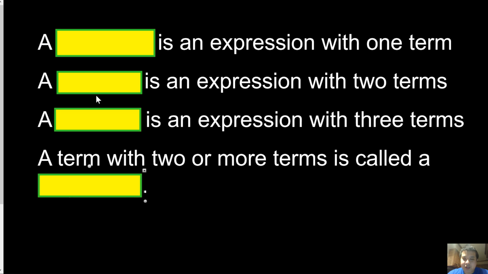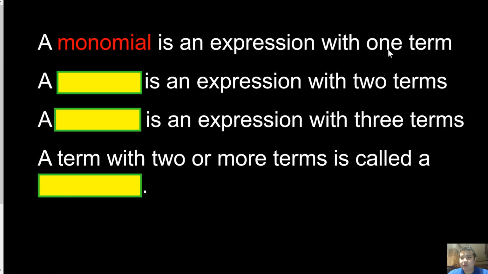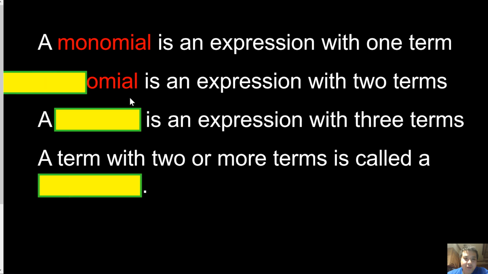First, we're going to go over a couple of definitions that we're going to be using. A monomial is an expression with one term. Monomial comes from the same root as monotheism, which means one God. So, one term. A binomial is an expression with two terms, like a bicycle has two wheels. A binomial is something with two terms.